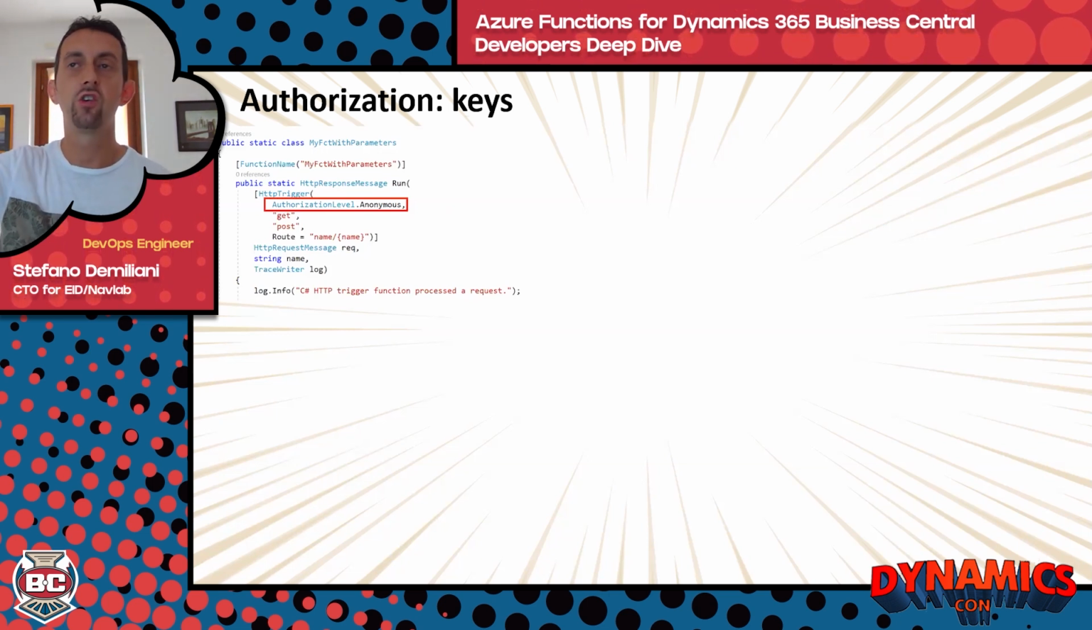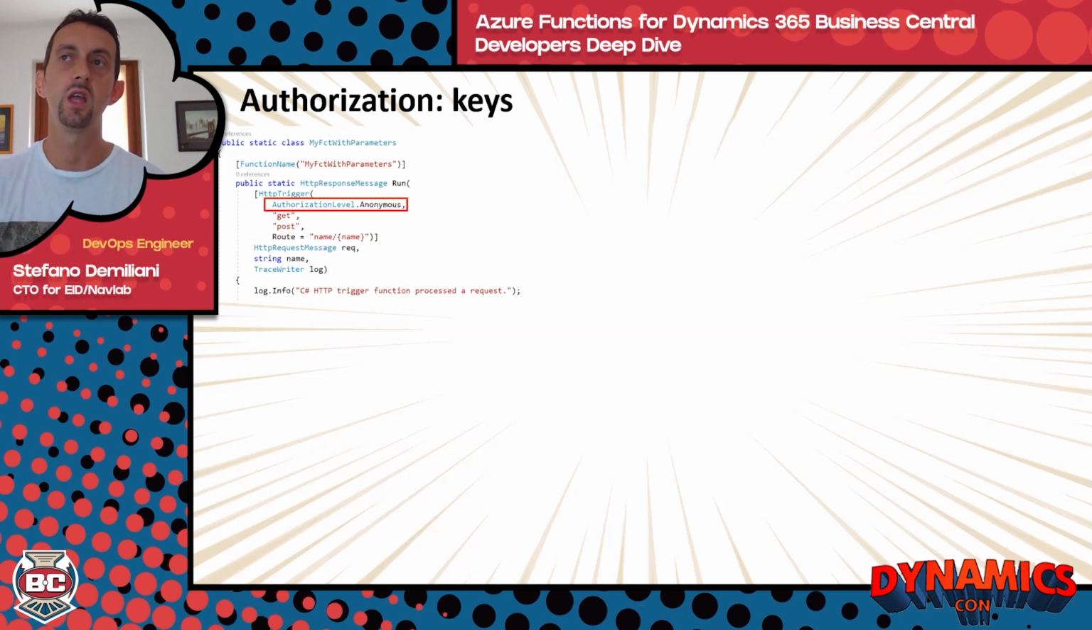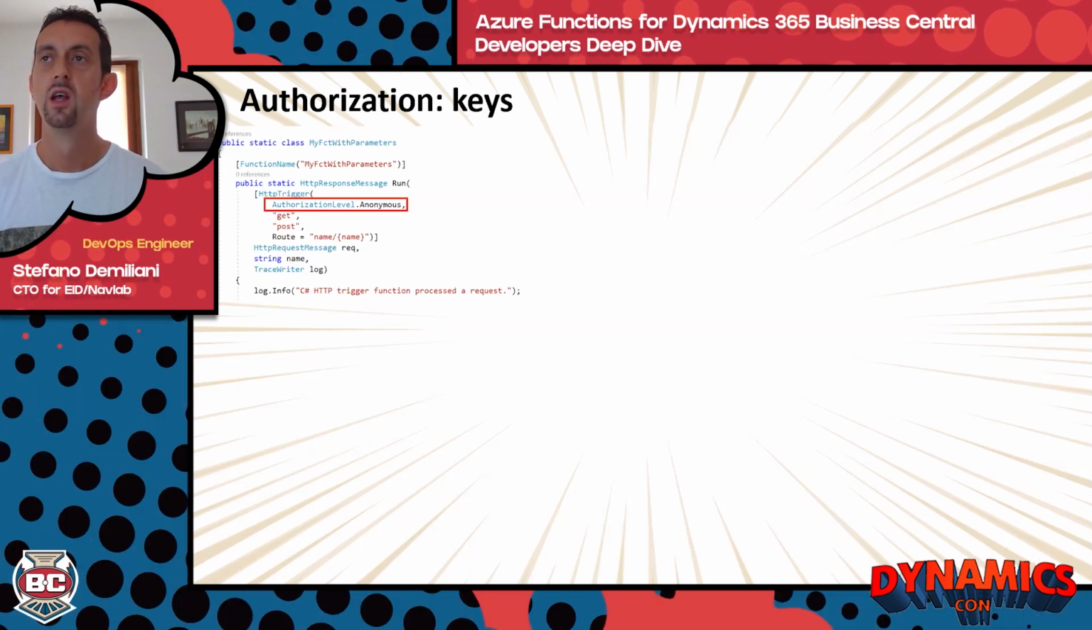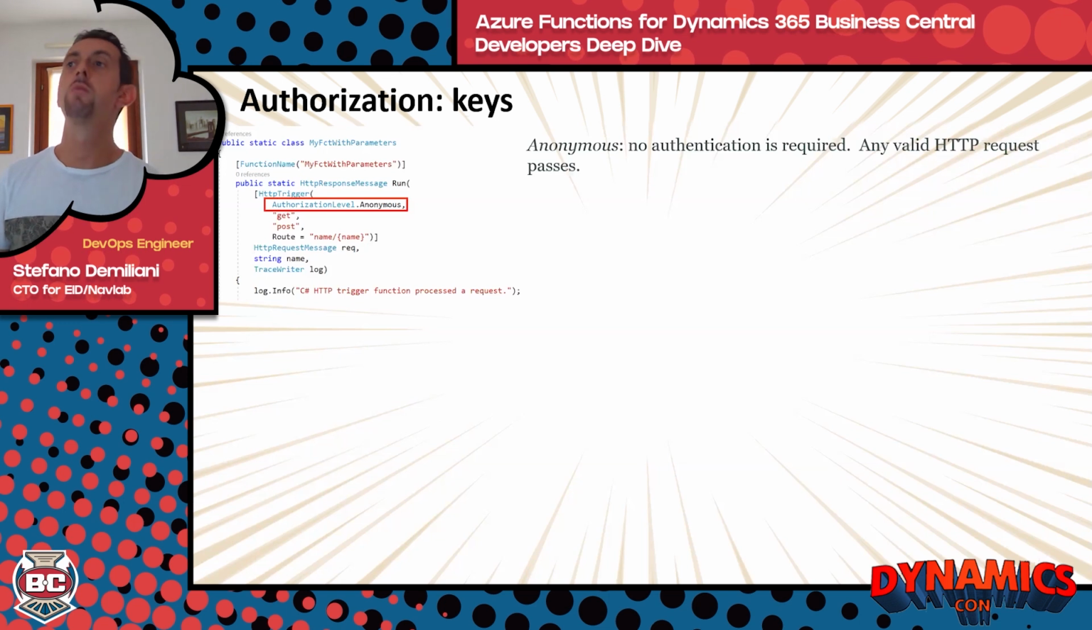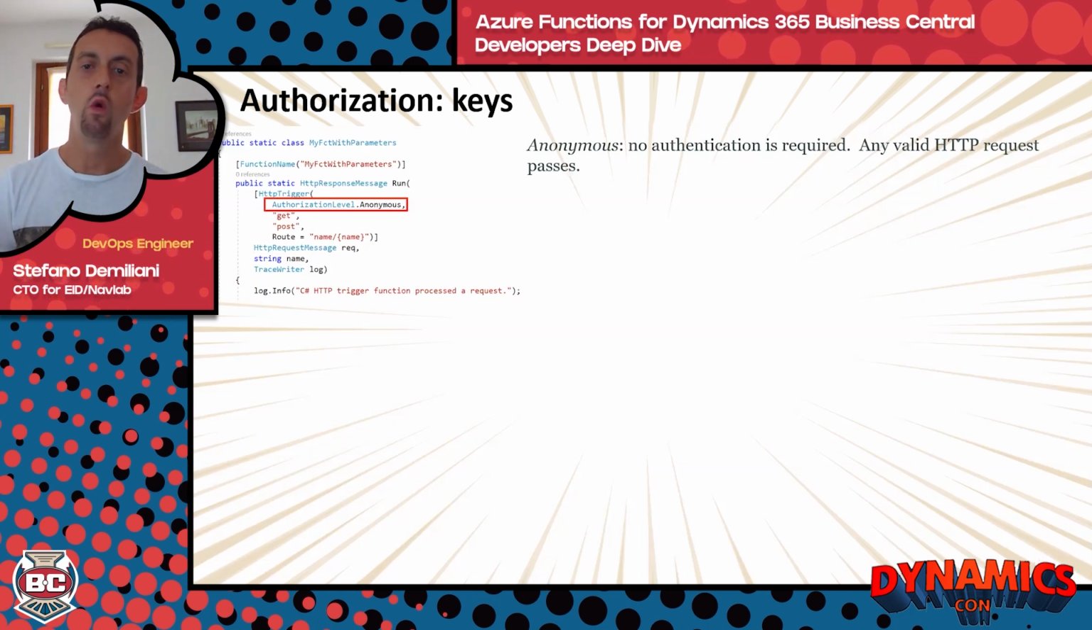When you create the Azure Function decoration, you can see the authorization level as one of the parameters of the Azure Function main methods. Anonymous obviously means that no authentication is required, so everyone can call this endpoint. In a real world, I think that you don't want this.